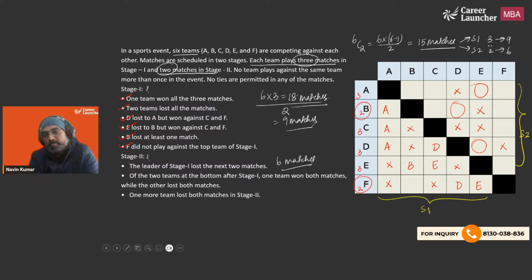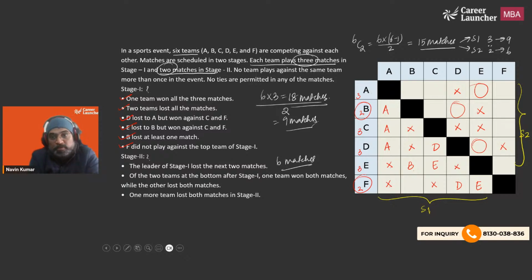Let's look at the second bullet point. 2 teams lost all the matches. Let's start from the beginning. Can A be that team which is going to lose all the matches? No, A is the team which wins all the 3. Can B be that team? No, we can see B letter already written there, which means B has already won 1. Can C be that team which loses all the 3 matches? As of now, yes, because we do not see any C written over here. Can D be that team which loses all the 3 matches? No. We already see that D is written twice, which means D has won 2 matches.